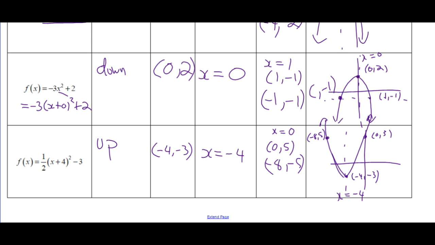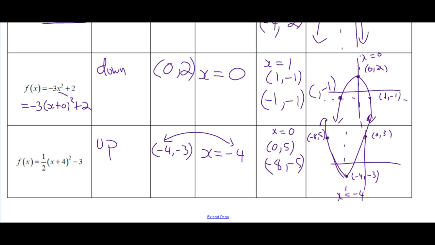Okay, so here's the answer to this one. A is positive, 1/2, it opens up. That makes it actually wider. That's kind of a lousy drawing then, because the 1/2 should have made it wider. But that's just my scaling. The vertex is at negative 4, right? The value that makes this 0. So negative 4, negative 3. The axis of symmetry, right? These guys just match. And you write it as x equals because it's a line.